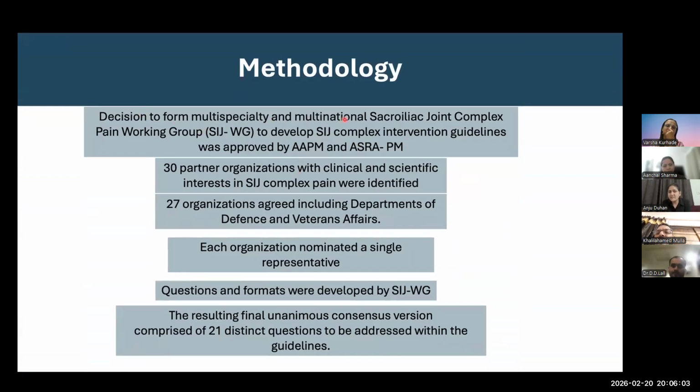The decision to form these guidelines was approved by the American Association of Pain Medicine and the American Society of Regional Anesthesia and Pain Medicine. 30 partner organizations with clinical and scientific interest in SIJ complex pain were identified and a formal request for participation was sent. 27 organizations agreed. Each organization nominated a single representative. Questions and formats were developed by the SIJ working group. The resulting final unanimous consensus version comprised 21 distinct questions to be addressed within the guidelines.